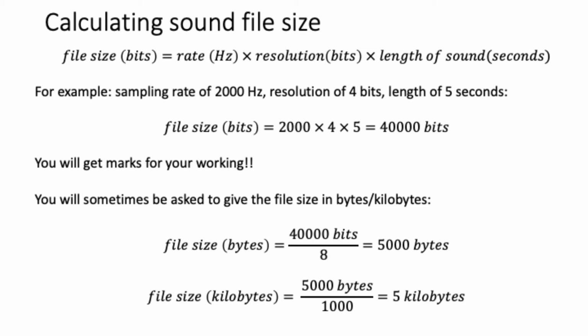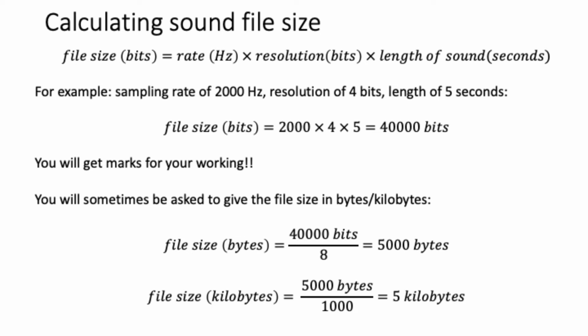The file size in bits is the sampling rate, that's in hertz, times the resolution, which is in bits, times the length of the sound in seconds. So here's an example. Sampling rate of 2000 hertz, resolution of 4 bits, length of 5 seconds. Multiply those all together, you get 40,000 bits. You'll get marks for your working.